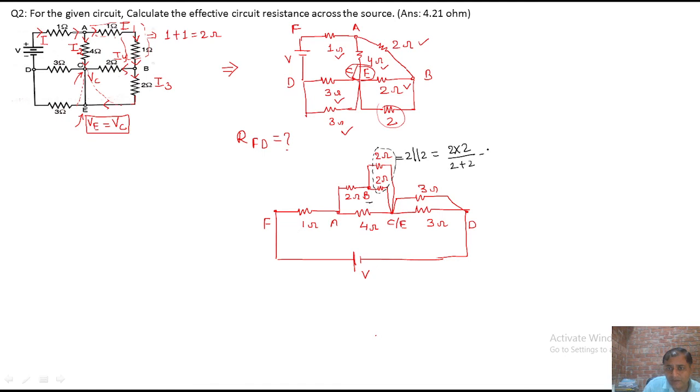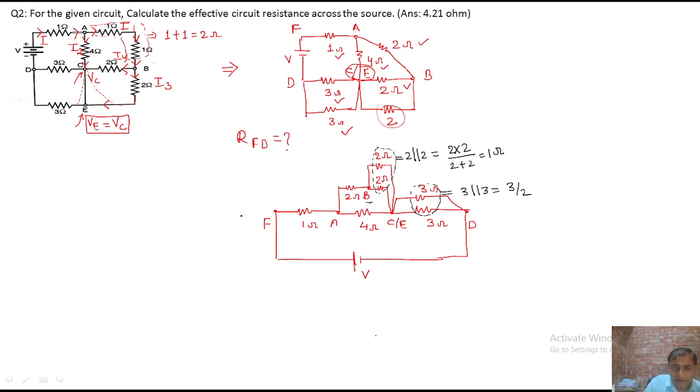This one is 1. These 3 and these 3 both are in parallel because one point of both 3 ohm is connected with the C point. Other end of is connected with the point of D. Other end इसके किससे connected है? D से. इसके end C और E से. So these 3 and 3 both are in parallel. So this is equal to 3 by 2.